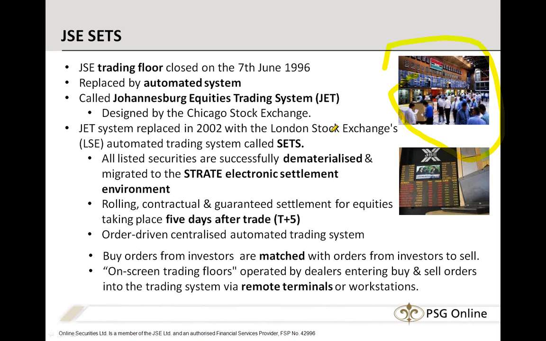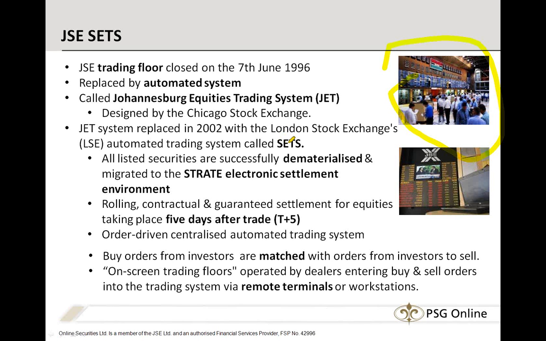So we call it the JSE Equities Trading System. That was the very first one that was launched way back in 1996. We call it the JET, and we always used to joke that it always used to crash. And that was replaced in 2002 by the London Stock Exchange's LSE Automatic Trading System. That's where we get the name SETS from.